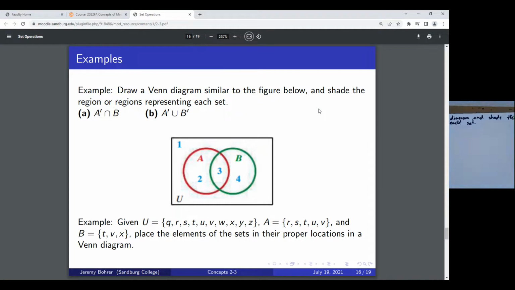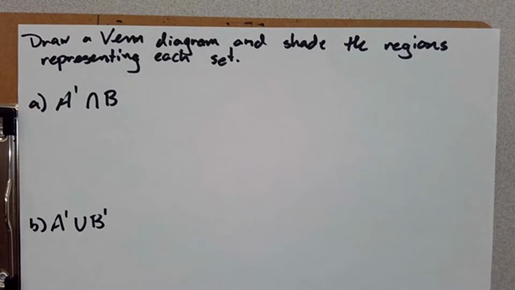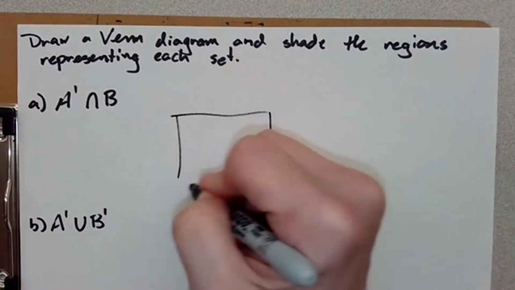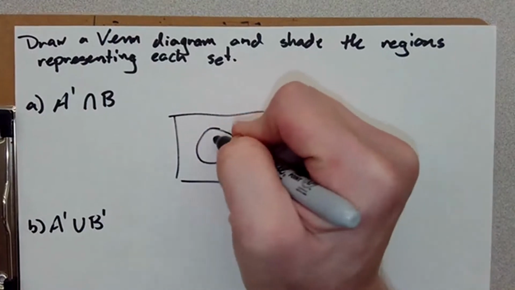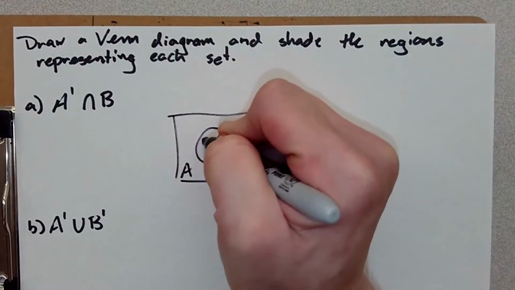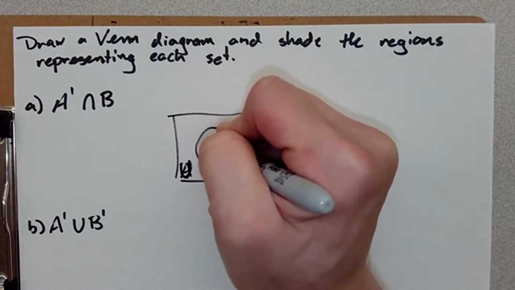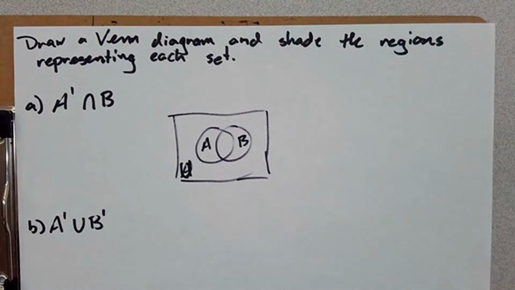Okay, now we're asked to draw Venn diagrams similar to this figure and shade the region or regions representing each set. There's another example we'll get to when we're done with this one. So first we draw a Venn diagram. Here is A and here is B, and we'll label the universal set U. And first we want to find the intersection of the complement of A and B.